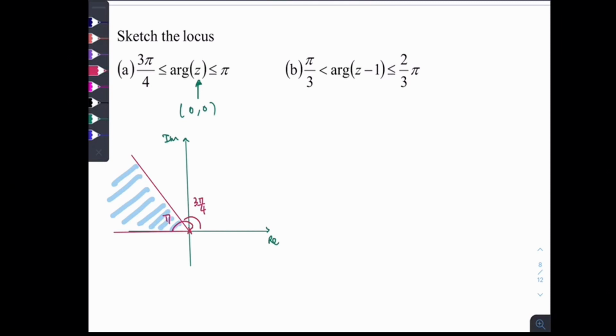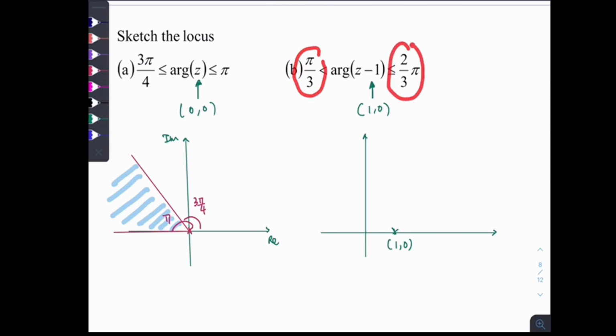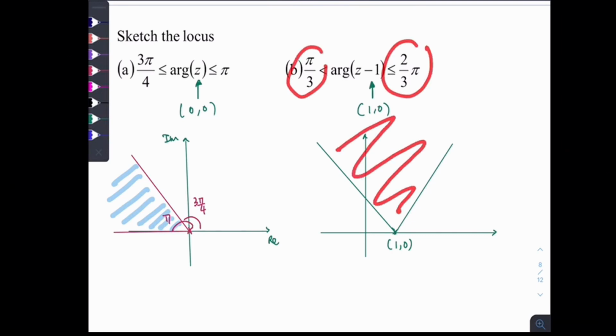So have a look at the second one here. The point here is 1, 0. So 1, 0 is somewhere here, and the angle is in between pi over 3 to 2 pi over 3. So pi over 3 is about 60 degrees. 2 pi over 3 is about 120 degrees. So now they want more than 60 but less than 120. So it should be in between, right?